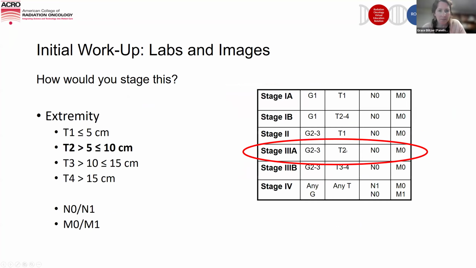Next slide. And so how would you stage this? This is not a real question, just to show you. This was less than 10 centimeters, so it becomes a T, but greater than 5, so T2. Then it's that grade 3, so then that bumps us right into stage 3A. And then those lower bullet points are just to remind you that for sarcomas, node, it's just 0 or 1. It's binary. Are there nodes or not? And if there are, that in general is quite bad.